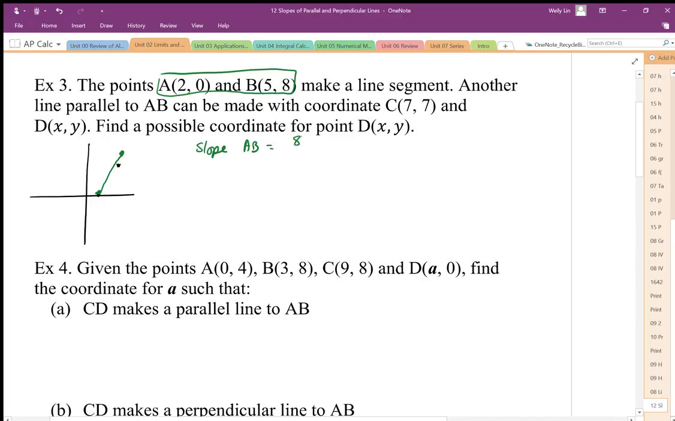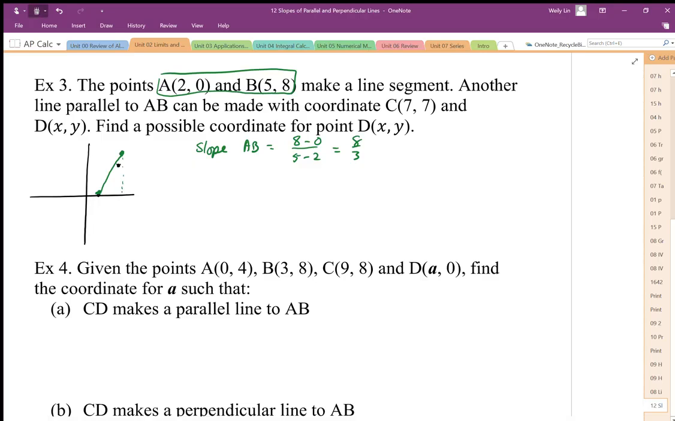So it's going to be 8 minus 0, a rise of 8, run of 3. So 5 minus 2 gives me my run of 3. And I can see that from my picture that, yeah, I've gone over 3, up 8. Now, to find another coordinate, really I can just use these changes.